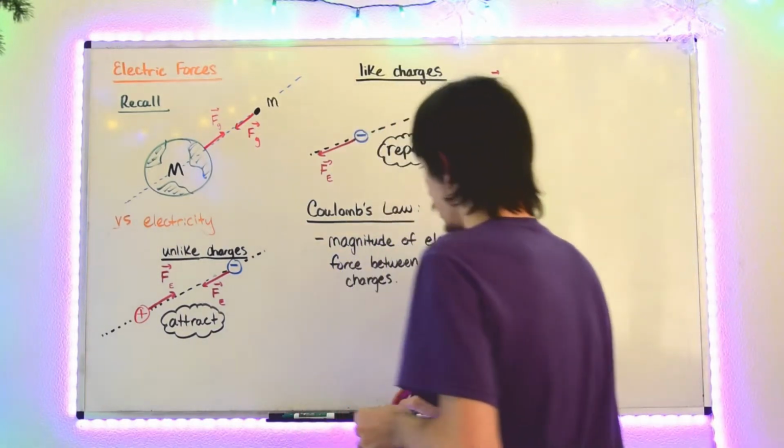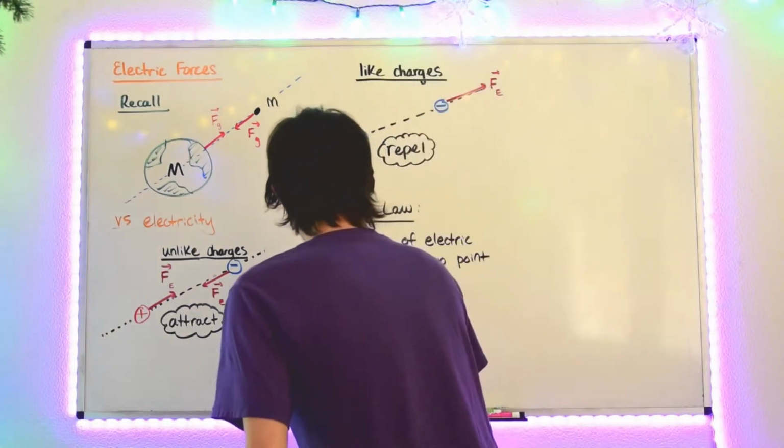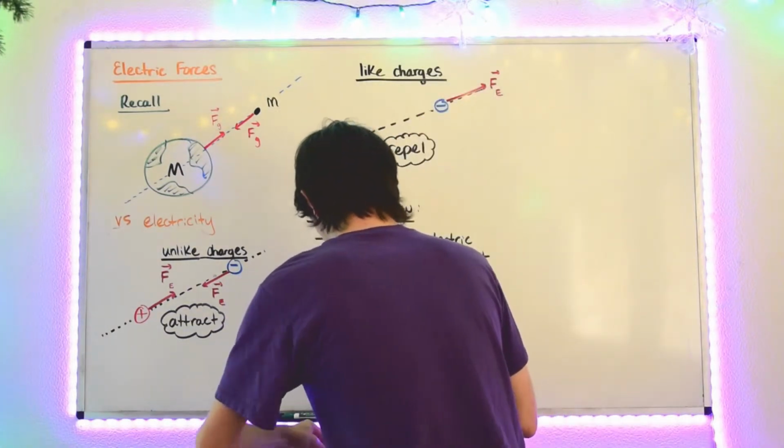So given that, let's draw another diagram for this. We have our two charges along the line.